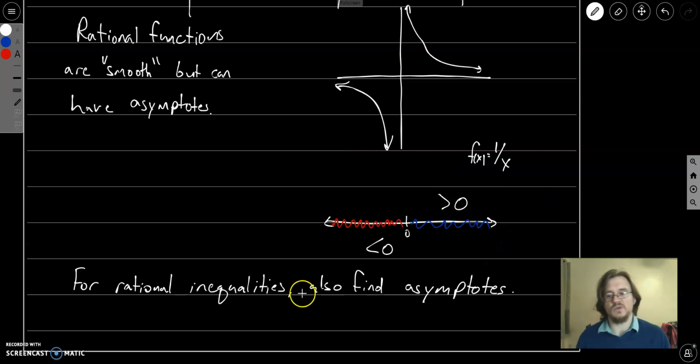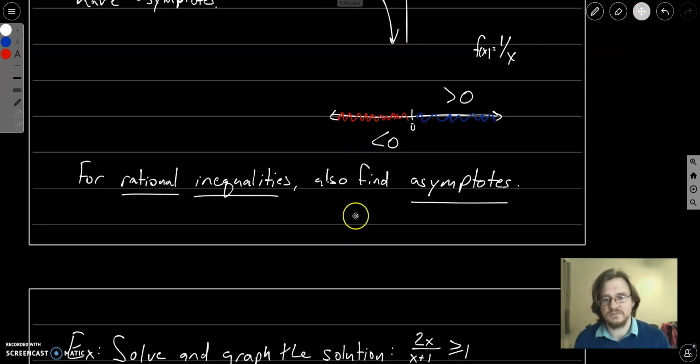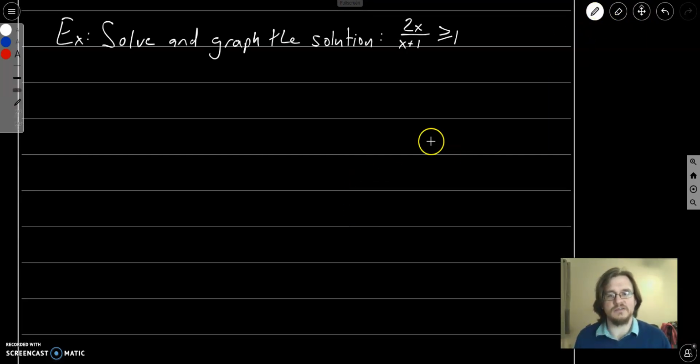So when we want to look at rational inequalities rather than just polynomial inequalities, the sign can switch not only at a 0 of the function, but also at the asymptotes, at the vertical asymptotes. So there's just an extra step here. Not only do we need to find all the zeros of the function, but we also need to find the asymptotes. So let's do that for this rational function.